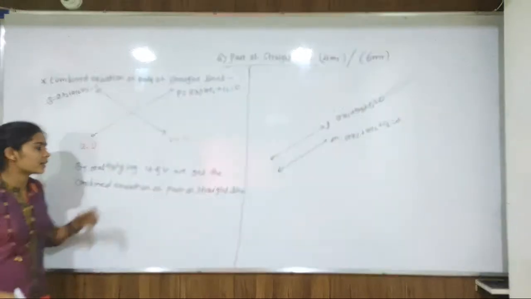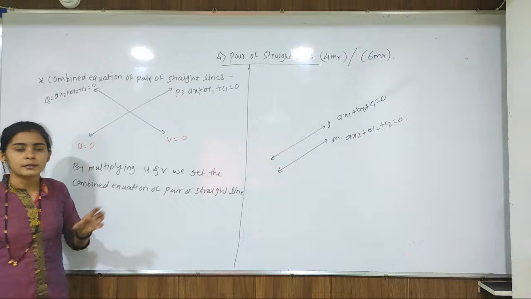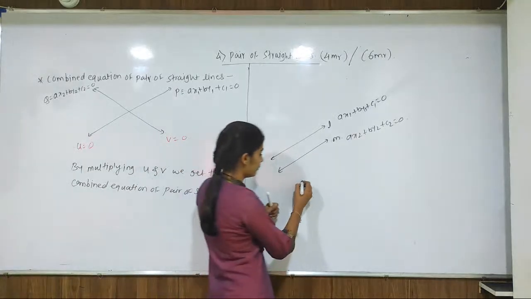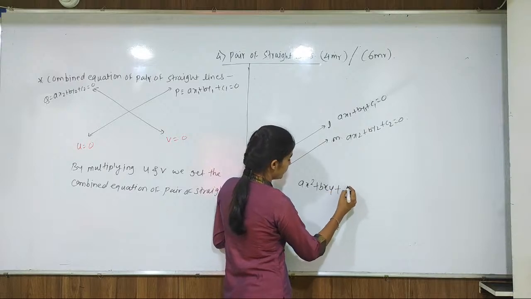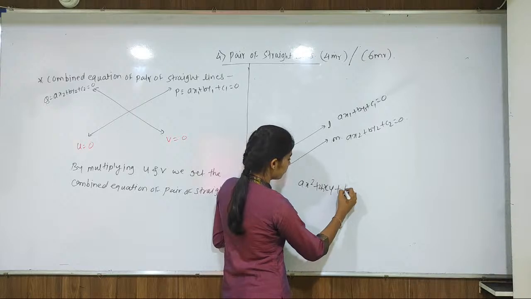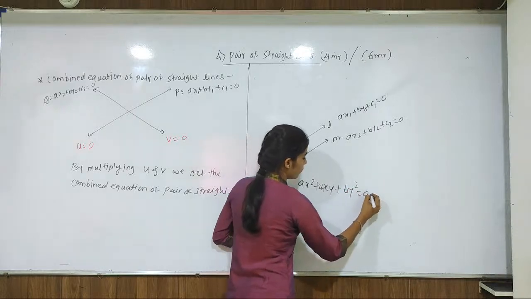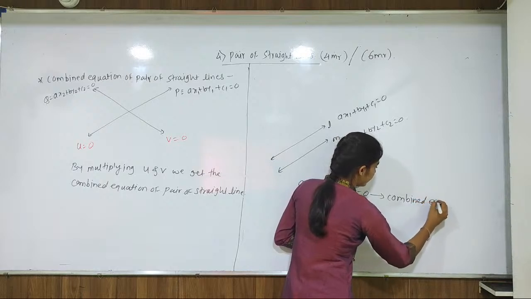We have to find the combined equation or the separate equations. Means a separate equation is given in the form of a x square plus b xy plus, or here it is 2hxy plus b y square is equal to 0. This is the combined equation.